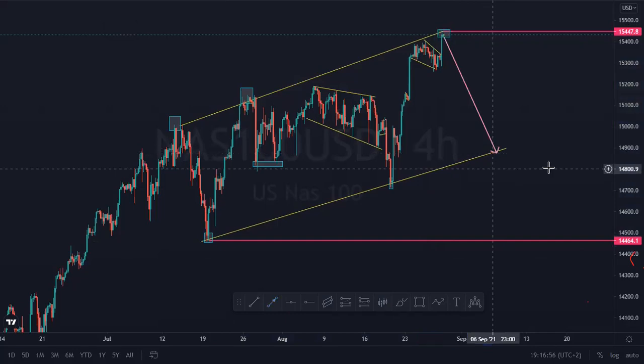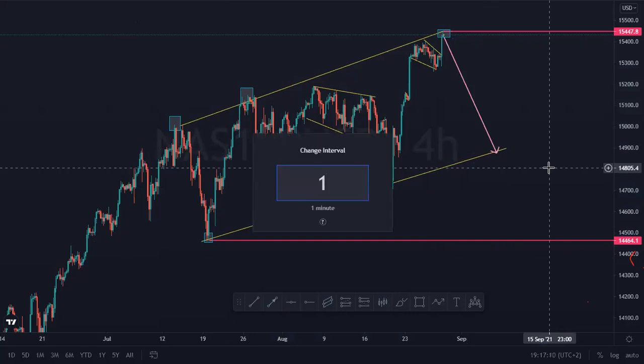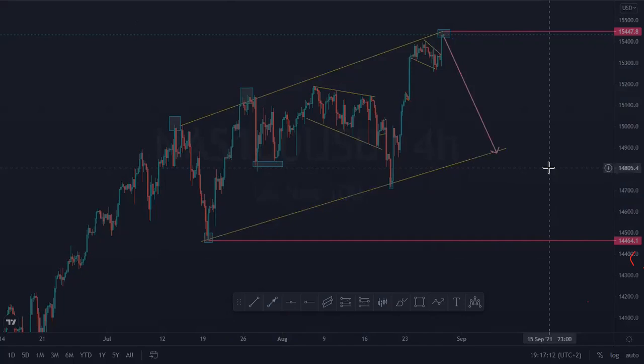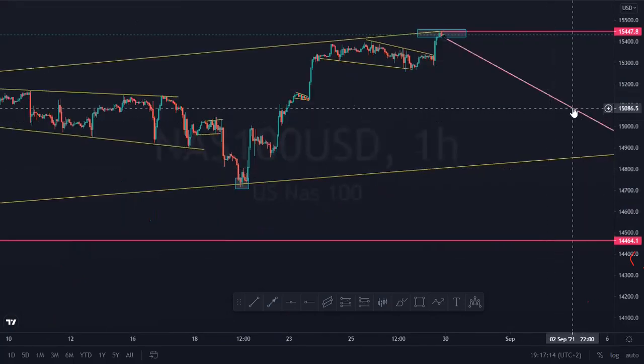So what I'm expecting this week, guys, if I go to 1 hour, I'll tell you now. If you go to 1 hour time frame, we'll see what I've been telling you about, that M pattern that I saw on Nasdaq. I'm going to show you now. Let's go to 1 hour and see what is happening on 1 hour.